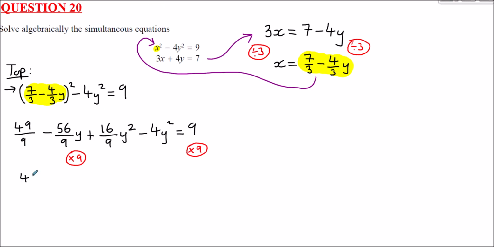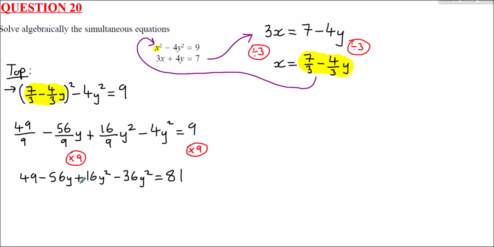That gives us 49 minus 56y plus 16y squared. All these 9's on the bottom will cancel. Then 4y squared times 9 is 36y squared, so we have minus 36y squared. That'll equal 81, because 9 multiplied by 9 is 81.